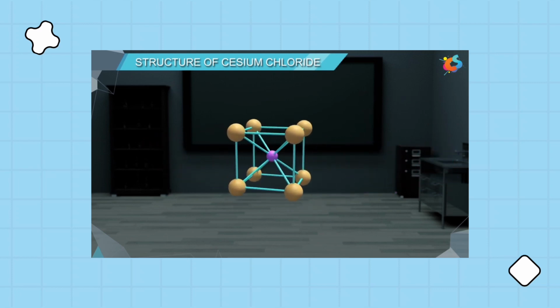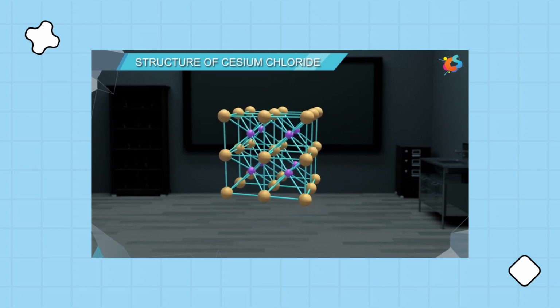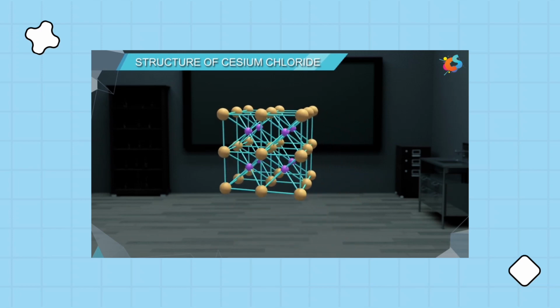The ions are not touching one another. Touching would cause repulsion between the Cs+ and Cl- ions.